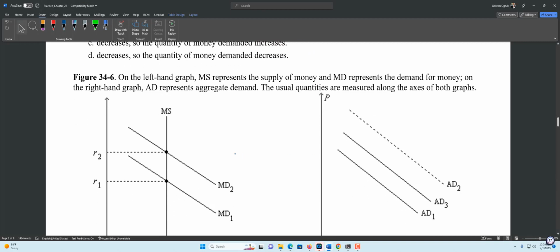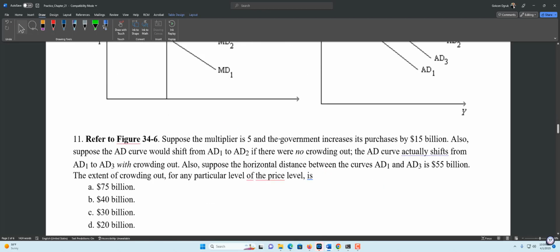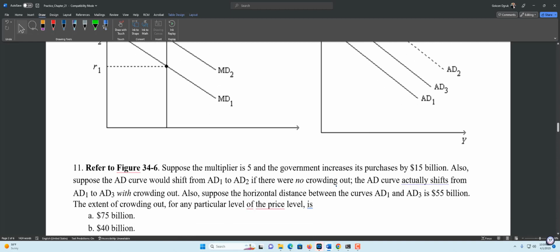Next question. Again, you were given the liquidity preference theory and the aggregate demand curve. Suppose the multiplier is 5 and the government increases its purchases by 15 billion. Also, suppose the AD curve would shift from AD1 to AD2 if there were no crowding out. The AD curve actually shifts from AD1 to AD3 with crowding out. Also, suppose that the horizontal distance between AD1 and AD3 is 55 billion. The extent of crowding out for any particular level of the price level is how much?